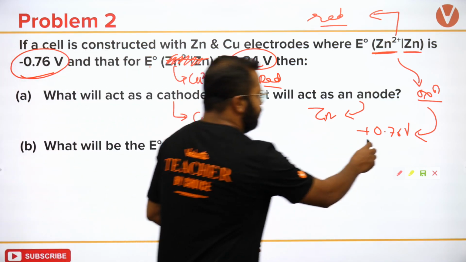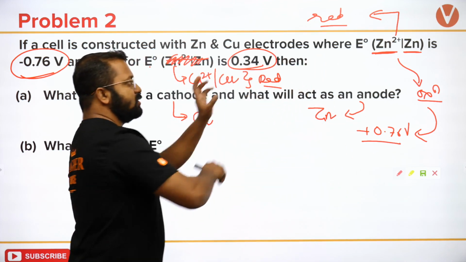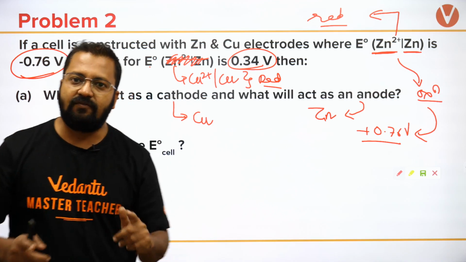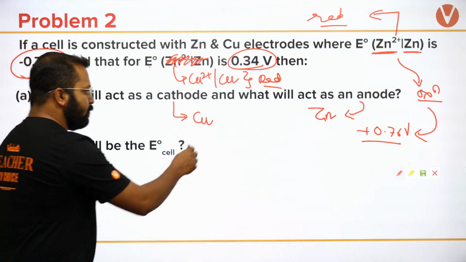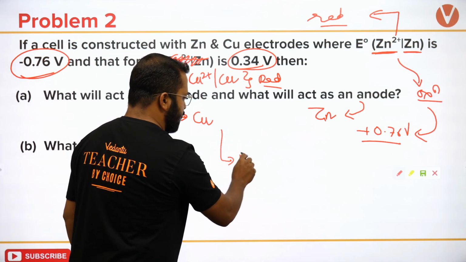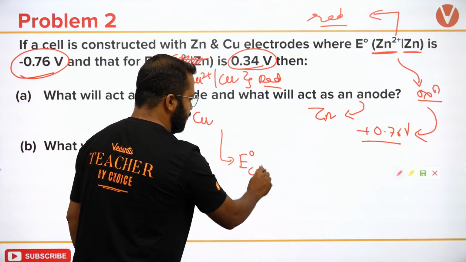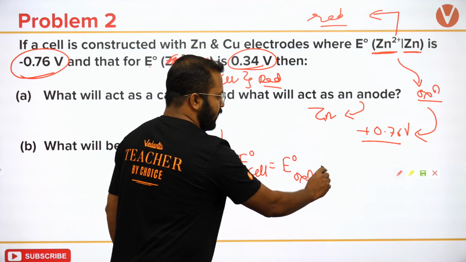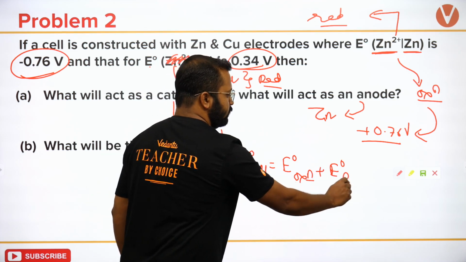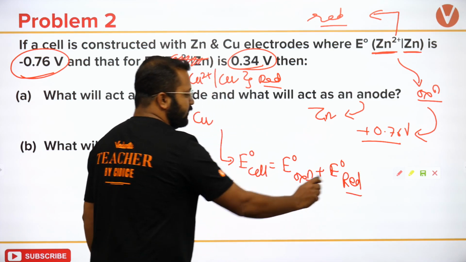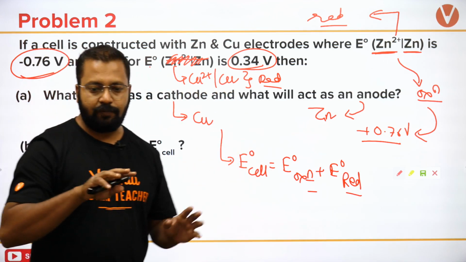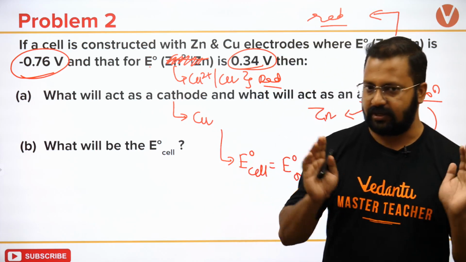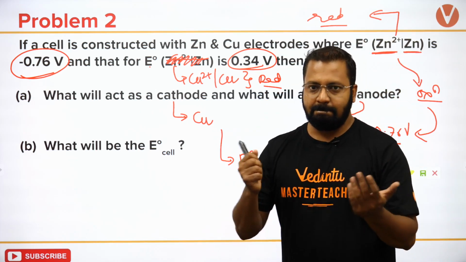So I will change one of them into oxidation, which will give me a positive value. Remember, which equation are we using? E naught cell is equal to E naught for oxidation plus E naught for reduction. So I am adding the oxidation potential and the reduction potential. The one that is reversed is the oxidation. Yes, Shiv. Okay, very good.